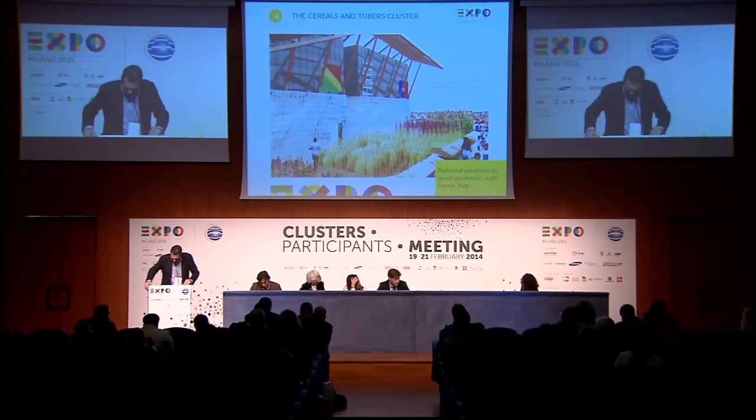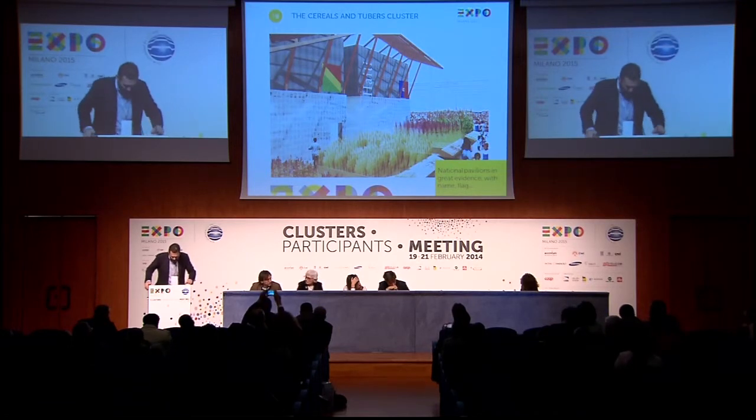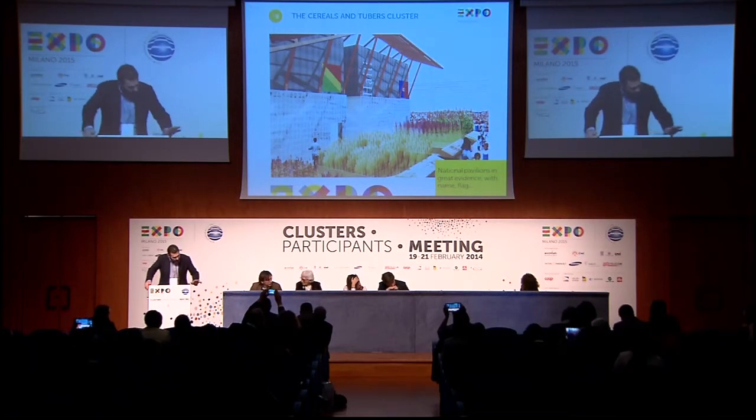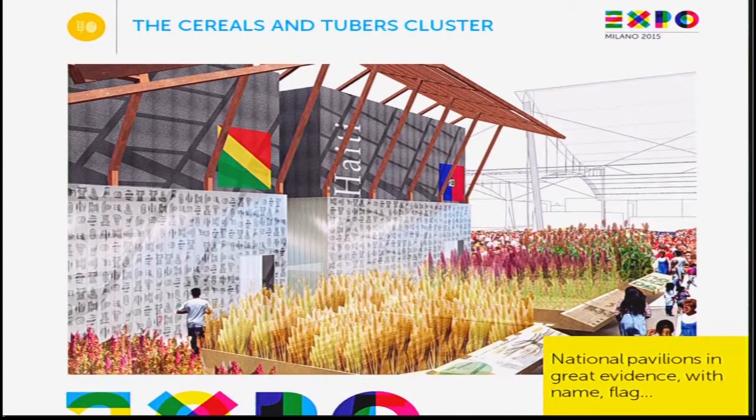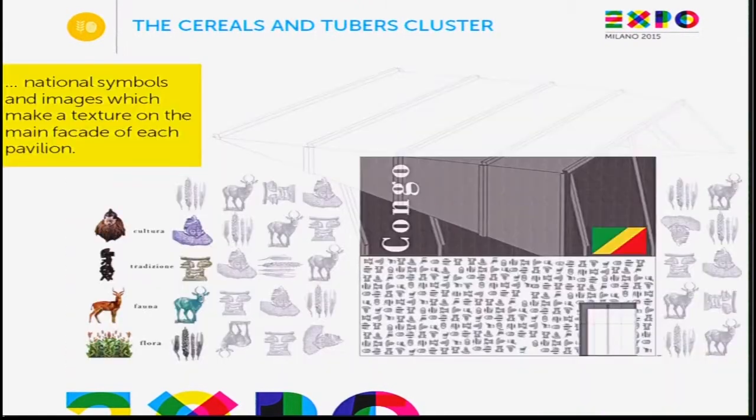The micro gardens. This is the detail with the national pavilions and this garden that occupies the common space of the cluster. This is a proposal for the customization of the facade of a national pavilion. We would like to make something like an ornament.